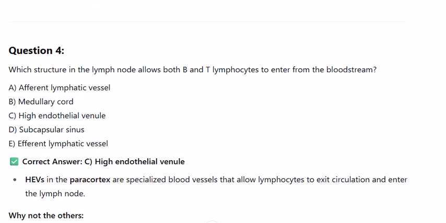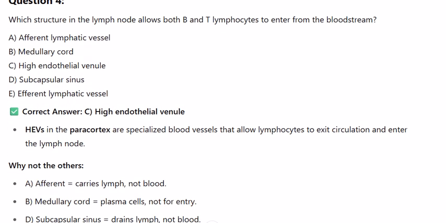Question 4. Which structure in the lymph node allows both B and T lymphocytes to enter from the bloodstream? A. Afferent lymphatic vessel. B. Medullary cord. C. High endothelial venule. D. Subcapsular sinus. E. Efferent lymphatic vessel. Correct answer, C. High endothelial venule. HEVs in the paracortex are specialized blood vessels that allow lymphocytes to exit circulation and enter the lymph node.